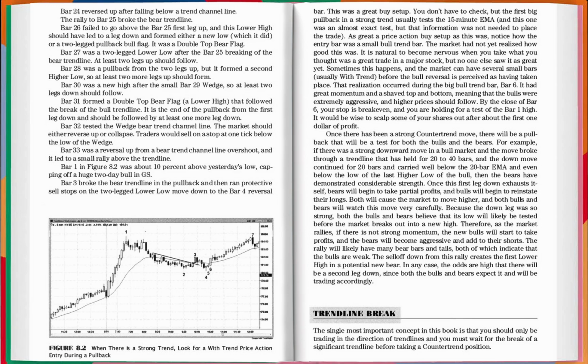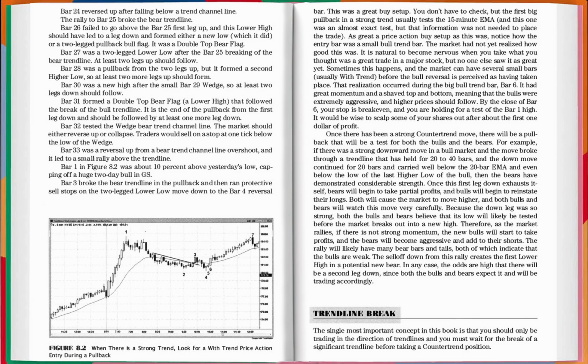The rally will likely have many bear bars and tails, both of which indicate that the bulls are weak. The sell-off down from this rally creates the first lower high in a potential new bear. In any case, the odds are high that there will be a second leg down, since both the bulls and bears expect it and will be trading accordingly.